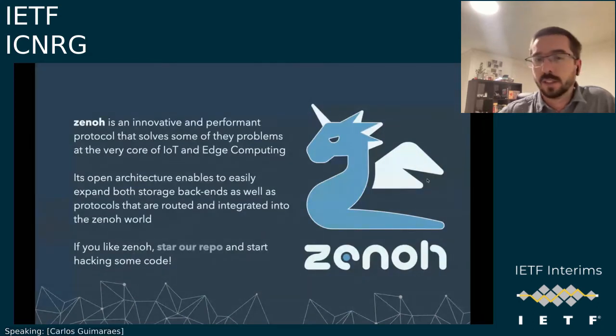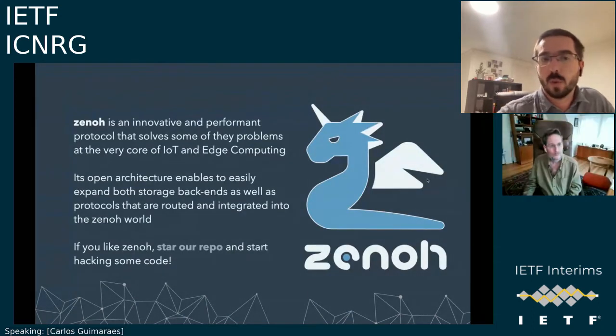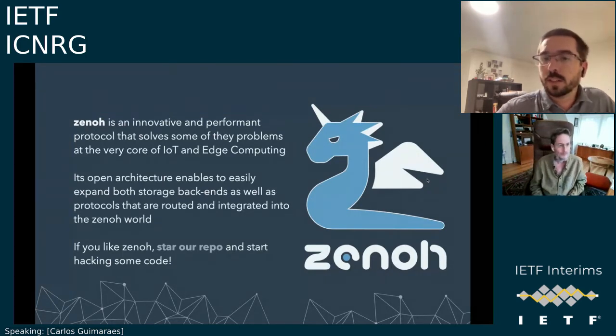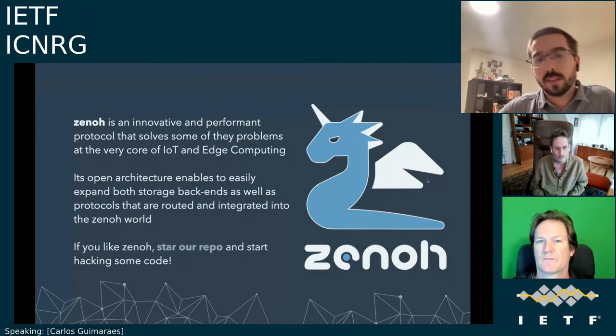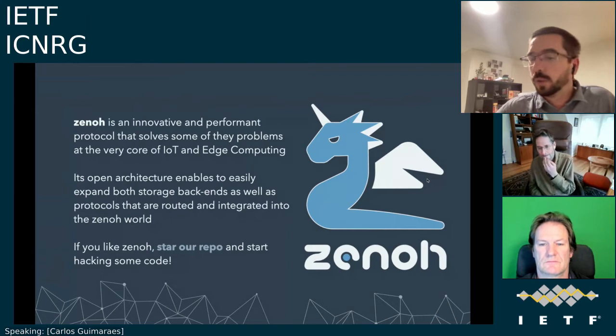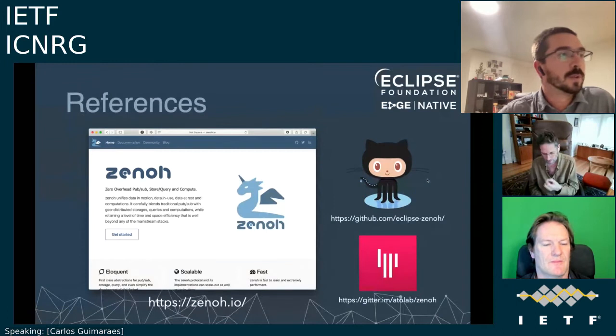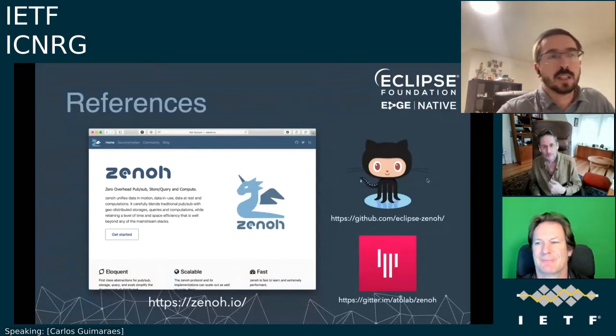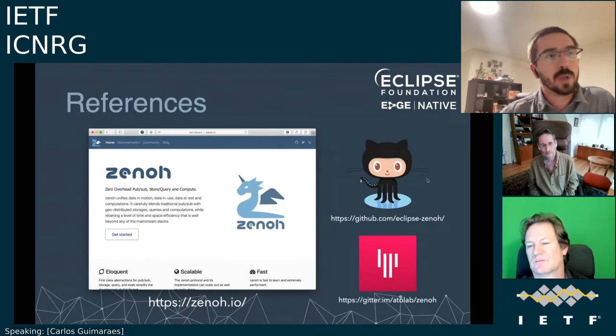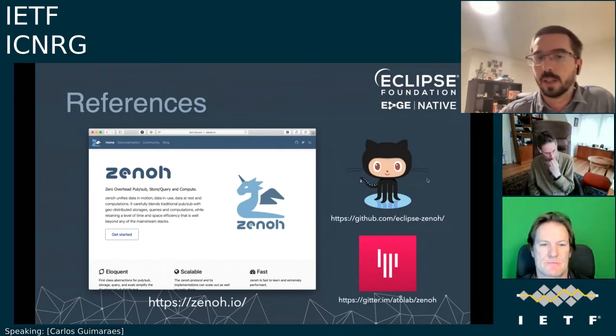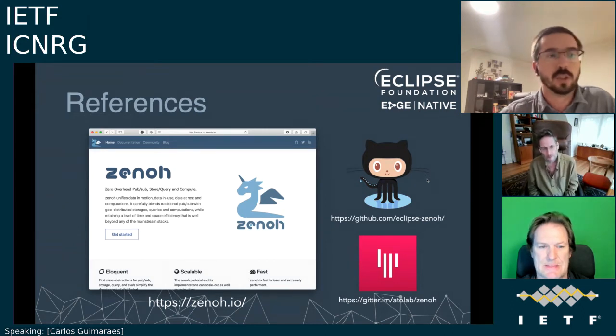So finally, just to say that Zeno is completely open source. It's under the Eclipse Foundation. It is written in Rust along with all our APIs for different languages. We have a parallel implementation targeting microcontrollers that is written in C. We also have in our GitHub repository some demos. You can find this on our homepage in GitHub or in Gitter, where we can have other discussions, or if you have just doubts on how to use Zeno.